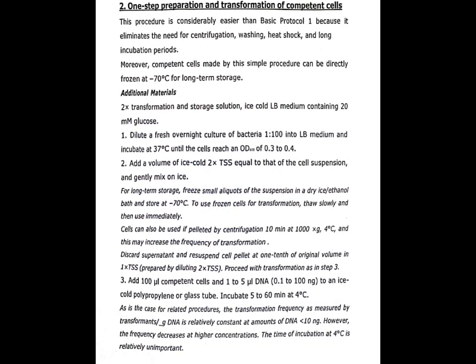Cells can also be used if pelleted by centrifugation 10 minutes at 1000 xg, 4 degrees Celsius, and this may increase the frequency of transformation. Discard supernatant and resuspend the cell pellet at 1/10 of original volume in 1 times TSS, prepared by diluting 2 times TSS. Proceed with transformation as in step 3.